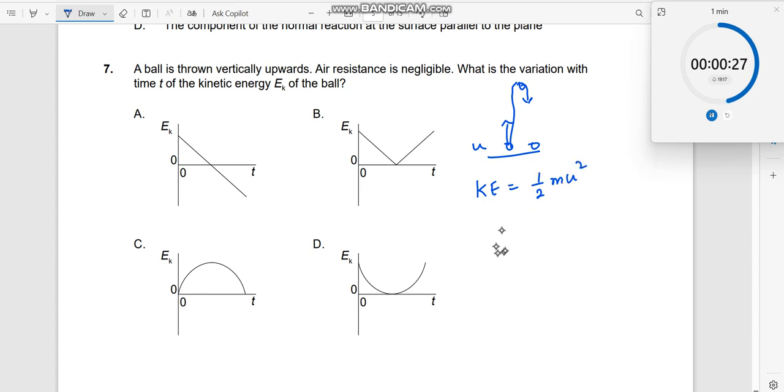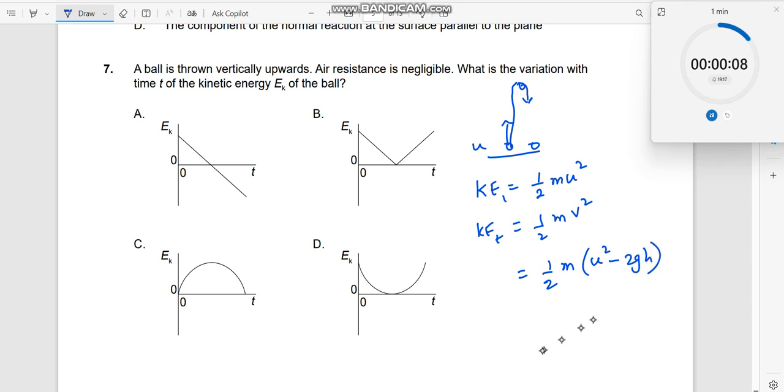But if you take the total kinetic energy, let us say at any instant, you can write this as half into m into v square. Kinetic energy at an instant t will be half mv square. This can be written as half m into u square minus 2gh. But I don't want height, I want it with respect to time.